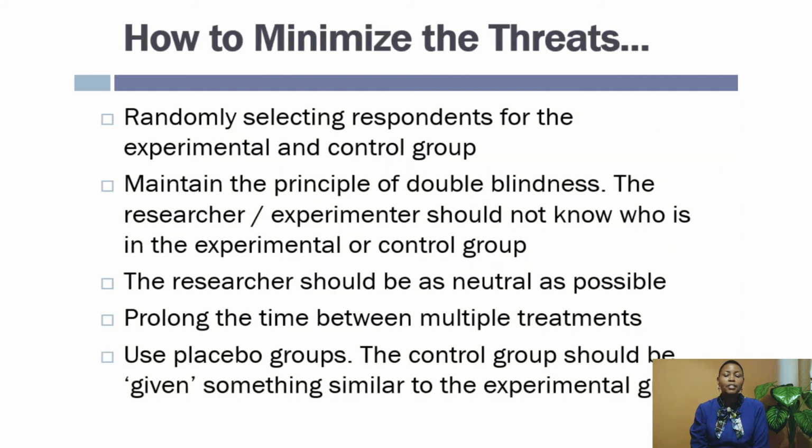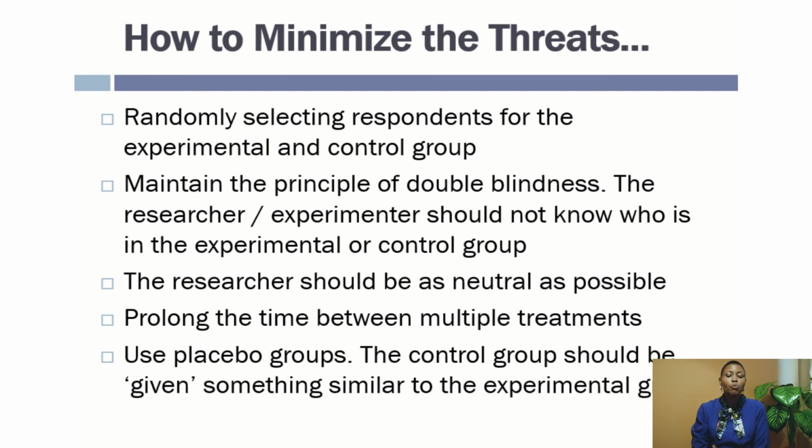How would we minimize these threats? The first one is randomization. The second one is to maintain the principle of double-blindness. You should not know, and they should also not know, who is in the experimental and who is in the control group. Number 3, the researcher should be as neutral as possible. The researcher should not be anticipating or so keen to see a change that he or she causes the groups to behave in an artificial manner that will threaten the outcome.